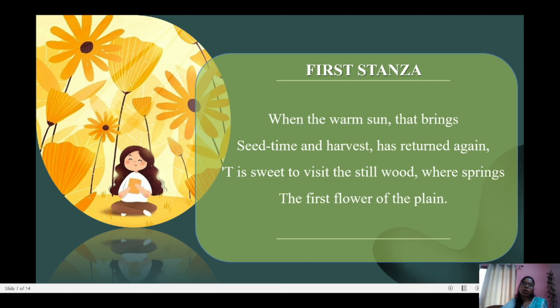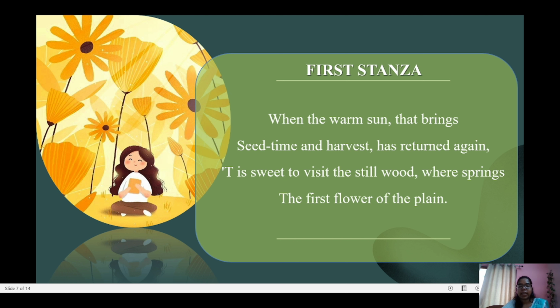Not just any warmth, but the kind that's crucial for agriculture. It's the solar energy that sets the stage for planting and later on reaping the harvest. That is what the line is talking about. The seed time and harvest has returned again because the warm sun has also returned. It is sweet to visit the still wood where springs the first flower of the plain.